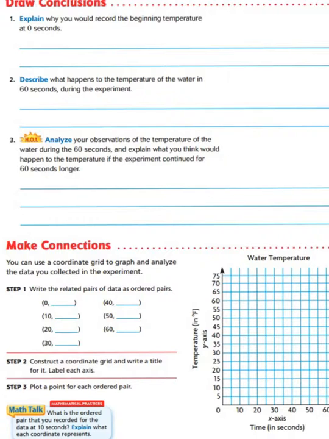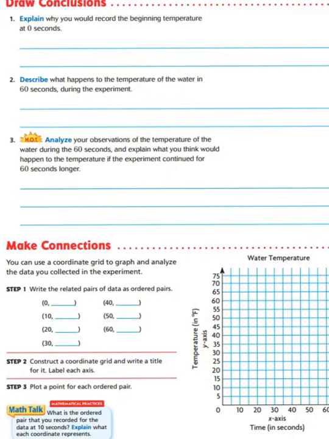So now we've set up our table over here where it says to construct a coordinate grid, which is what this is, and write a title for it. Label each axis. They've kind of done this a little bit for us. Our label is water temperature. Our x-axis is time in seconds, and our y-axis is temperature in Fahrenheit, or if you used a Celsius thermometer, temperature in Celsius. And of course, these numbers may be considerably different if you used a Celsius thermometer.